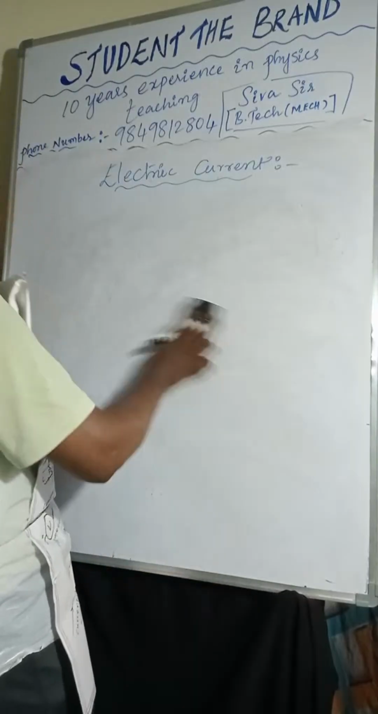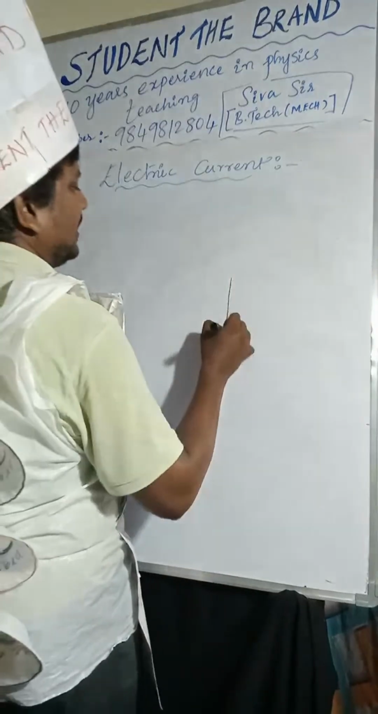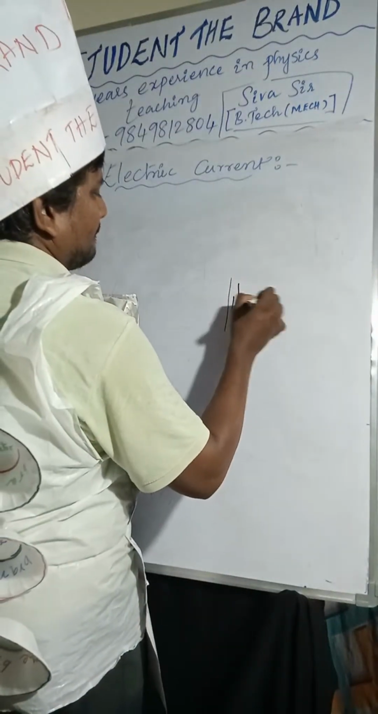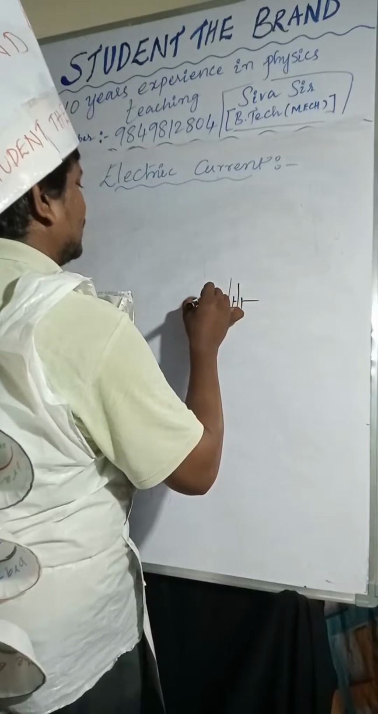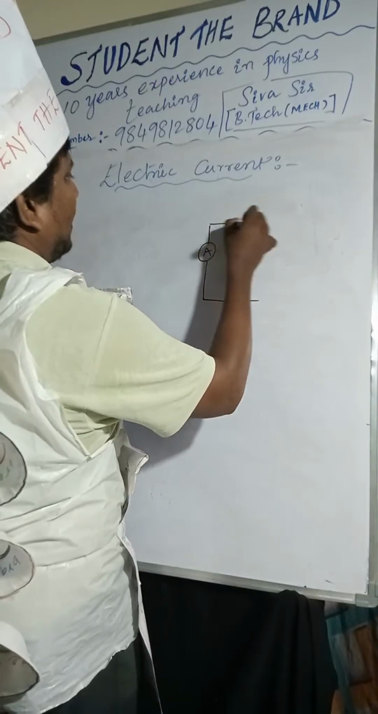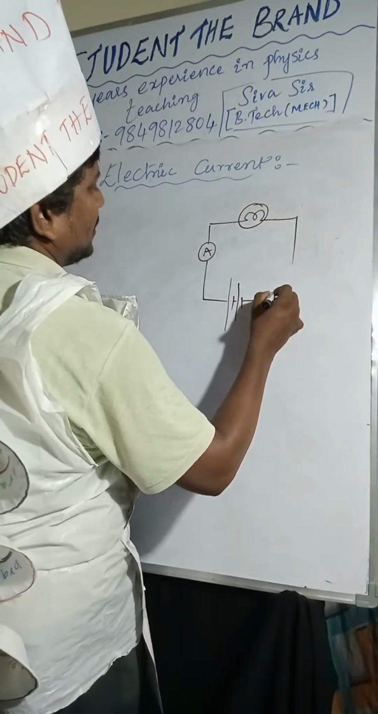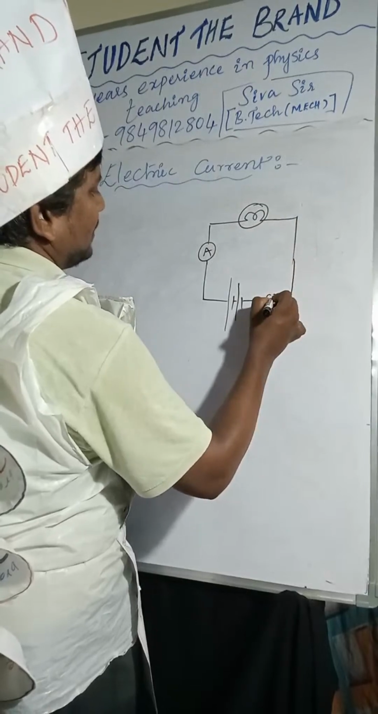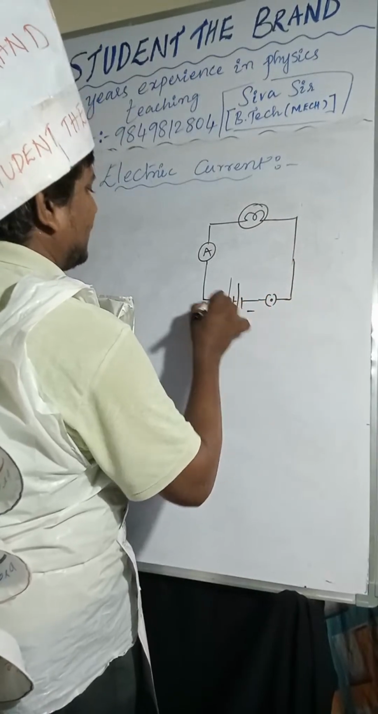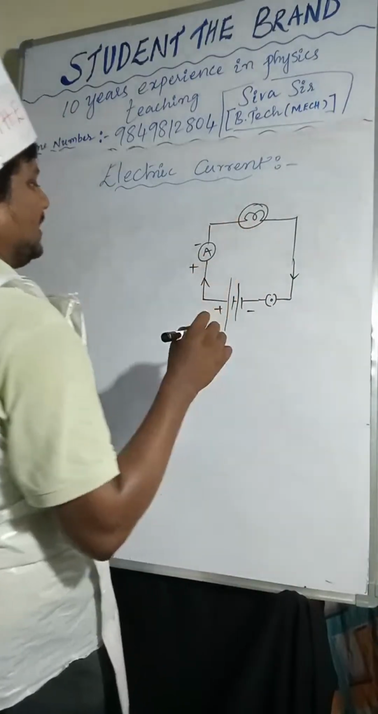So here you are considering, this is the battery. Battery I'm taking. From here ammeter, and from here bulb I'm taking. Next switch I'm considering. Here is a closed switch. Current is passing from here to here. I'm taking positive terminal, negative terminal. So current is passing now.